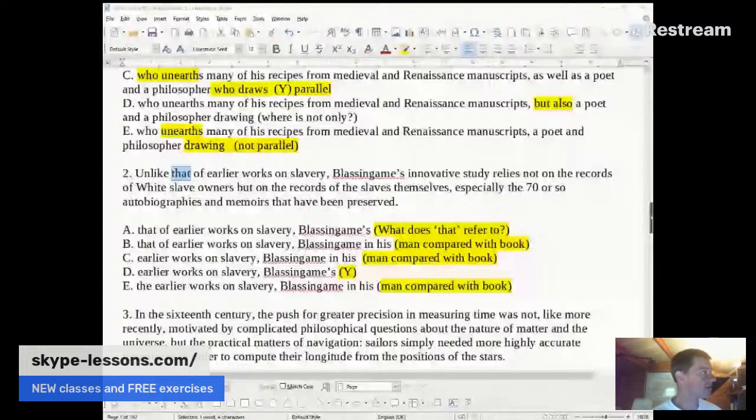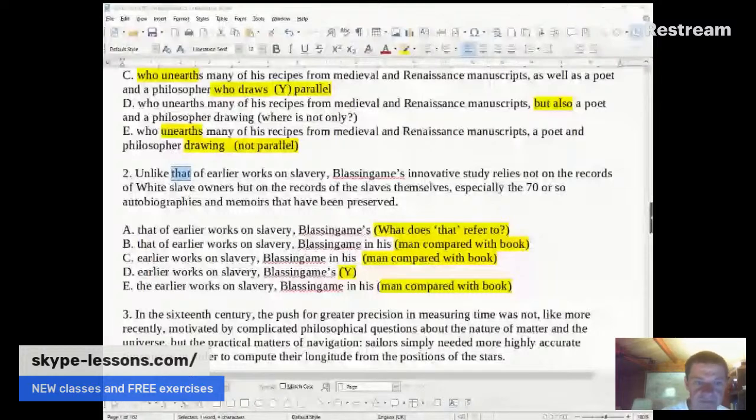Or you could say something like this, "unlike Jesus, comma, Buddha," that's all right, because they're both people or gods or whatever, they're both comparable. And that's the idea. So C is not okay. You can't say "unlike this book, comma, Blassingame."